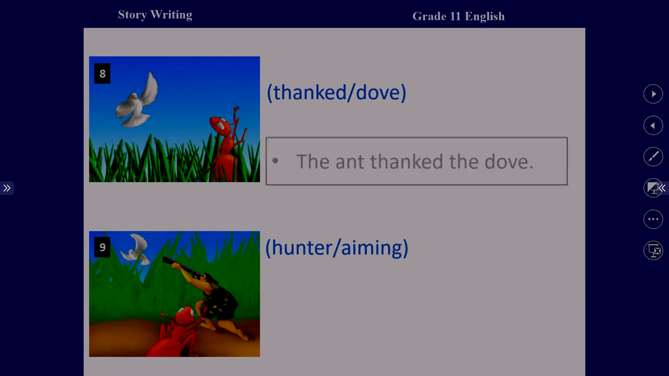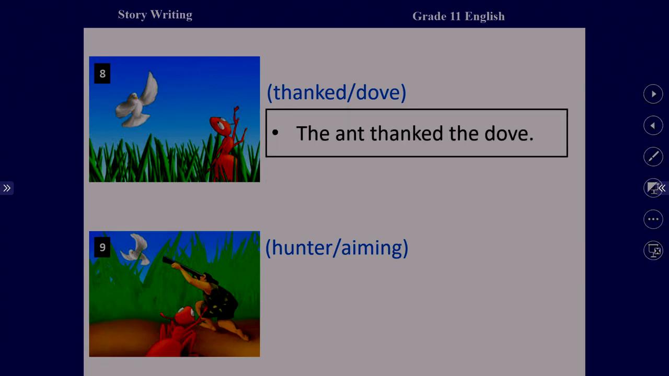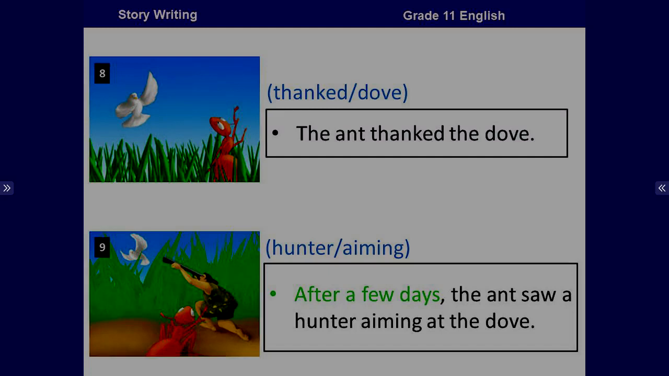So these are my sentences. The ant thanked the dove. After a few days, the ant saw a hunter aiming at the dove. So the first problem is over in the 8th picture. From the 9th picture, we are going to start another problem, that is problem 2.